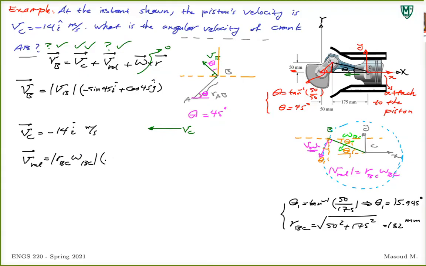now you know theta 1, you have to decompose V relative in different directions. In X direction, it becomes minus sine theta 1 I. And in Y direction becomes minus cosine theta 1 J. Knowing theta 1, we know RBC. And that's why we don't know the magnitude of V relative, because we don't know omega BC. These are all the terms.